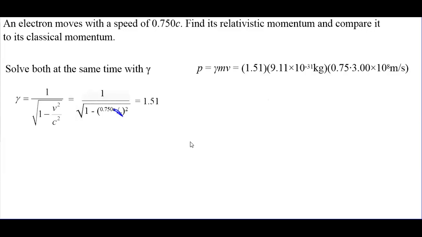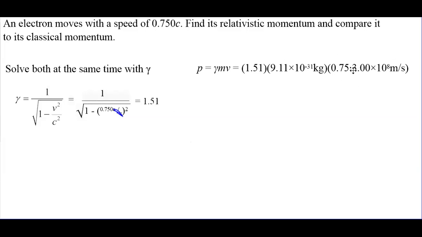Plugging that into your regular momentum, you take the mass of an electron. The mass of an electron can be found on the equation sheet from the start of the year that you guys were handed out. So 9.11 times 10 to the negative 31 kilograms, multiplied by 75% of the speed of light. So basically 2 times 10 to the 8.